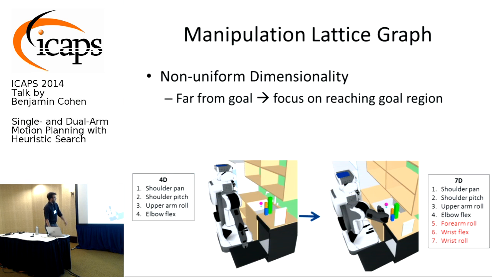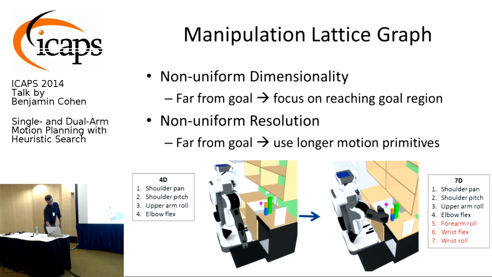So in the case of the PR2 again, here the robot's gripper is above the dishwasher. It wants to bring it to the sink. Far from the goal, we plan in 4D, okay? And closer to the goal, we plan in the full 7D, giving us this multi-dimensional state space. And in the same vein, we use non-uniform resolution motion primitives. Far from the goal, let's use larger motions, hustle to that goal region, and then let's use small motion primitives to precisely navigate through that cluttered region.